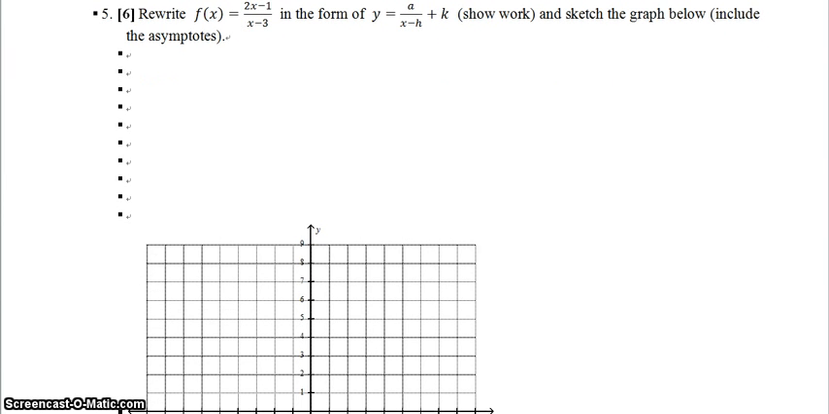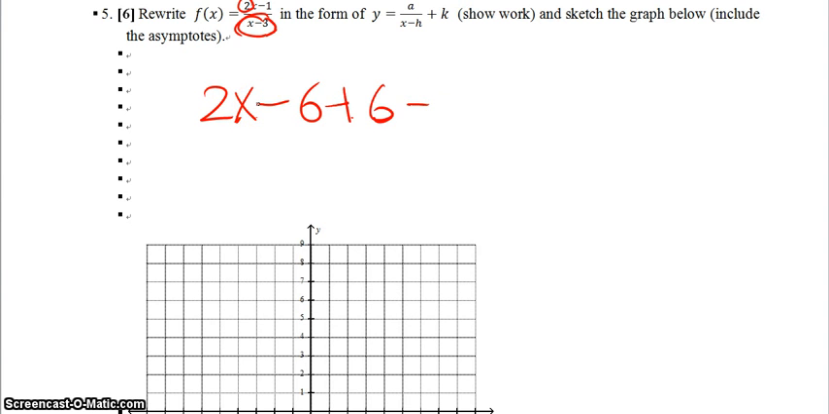Finally, rewrite this in this form. So we learned that we write the top as a multiple of this. Since you start with a 2, you double 2 minus 3, which is 2x minus 6. I need a 2x minus 6, but I only have 2x minus 1, so I minus 6 plus 6 minus 1.